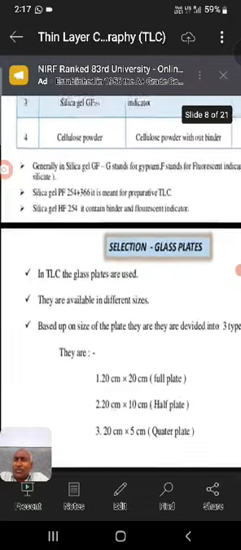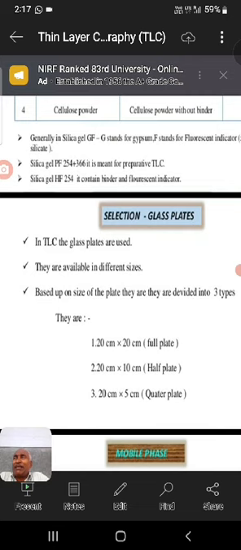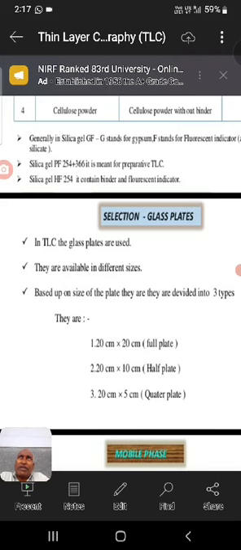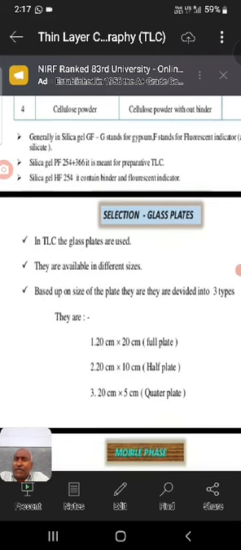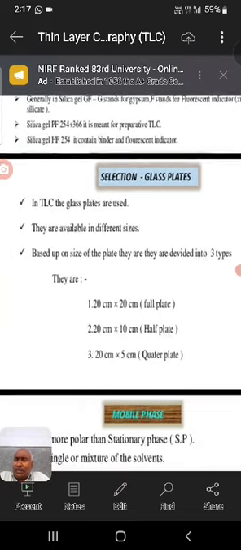Selection of the glass plates. So how do we select the thin layer glass plates? That is very important. For TLC, glass plates are used. These plates are commercially available and very cheap when compared to others. They are available in different sizes.